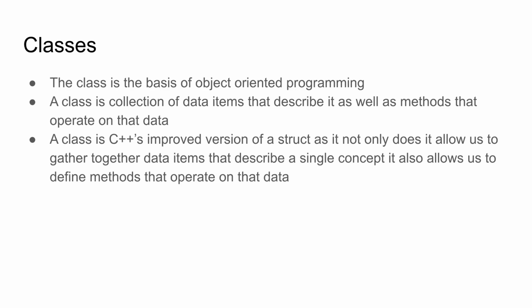A class is essentially a collection of data items that describe that idea, as well as methods that operate on that data. So you're able to collect the things that make up the object together, as well as provide methods that do stuff onto that object as a whole. Once we get into C++, you'll see that a class is an improved version of a struct, as it allows us to have both the data and the methods together. With a struct, which is in C, you're only allowed to have the data items together, no methods defined on them.